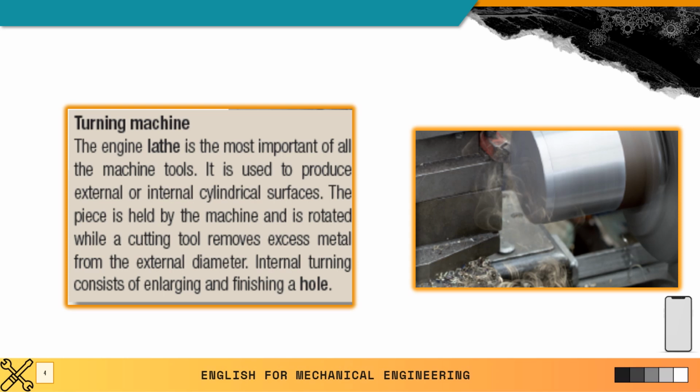So here we got turning machine. The engine lathe is the most important of all the machine tools. It is used to produce external or internal cylindrical surfaces. The piece is held by the machine and it is rotated while a cutting tool removes excess metal from the external diameter. Internal turning consists of enlarging and finishing a hole.